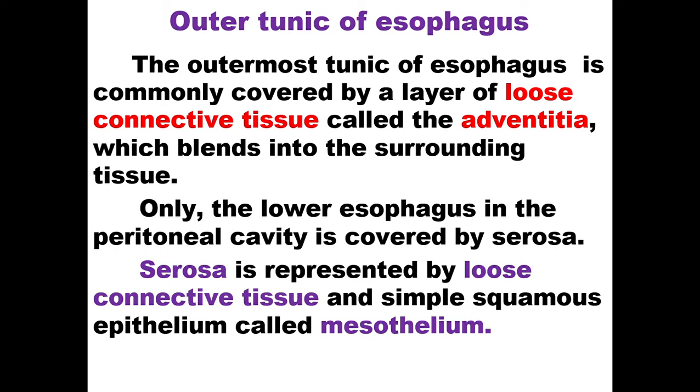The outermost tunic of the esophagus is commonly covered by a layer of loose connective tissue called the adventitia, which blends into the surrounding tissue. Only the lower esophagus in the peritoneal cavity is covered by serosa. Serosa is represented by loose connective tissue and a simple squamous epithelium called mesothelium.